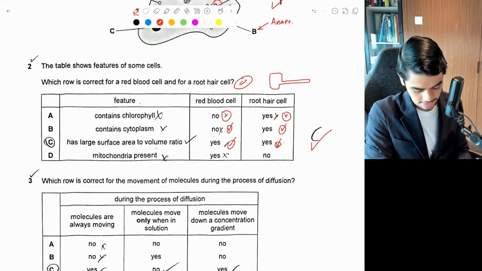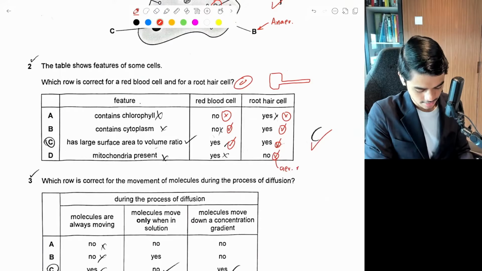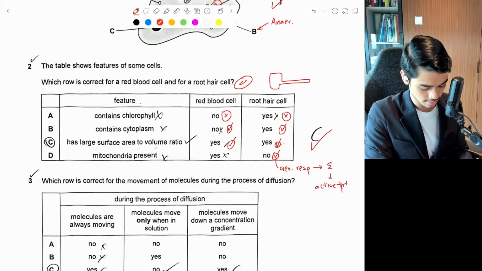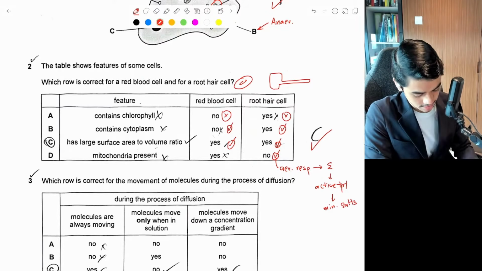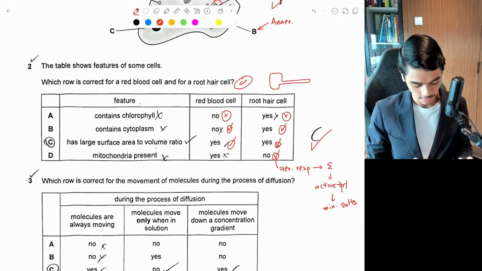Okay, then mitochondria is present only in root hair cells. Why? Because they need it for aerobic respiration to release large amounts of energy for active transport. Why active transport? Of mineral salts. This is how they absorb mineral salts, because inside the cell is high concentration, so they have to use active transport to go against the gradient. That's how I know root hair cell is yes.